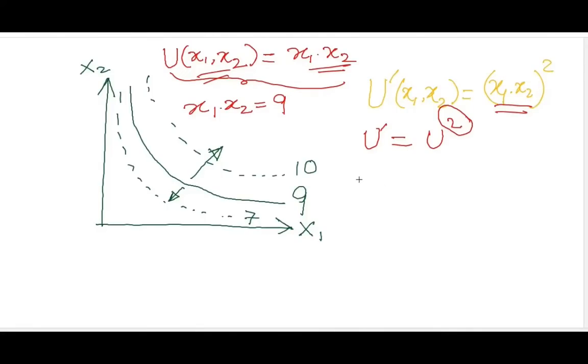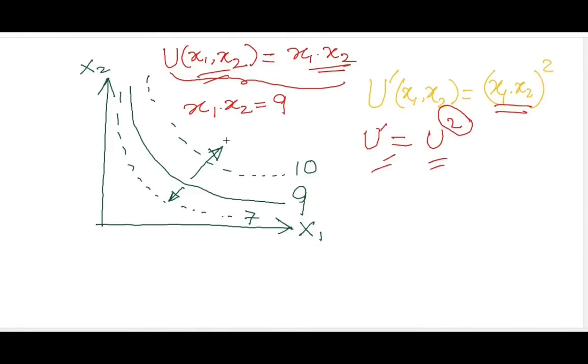Under monotonic transformation, the underlying preferences are preserved, which means that whether you take u prime or u, your preference relationship will not change. So you will be using the same preference. So just the utility values will change, but every bit of analysis will remain the same.